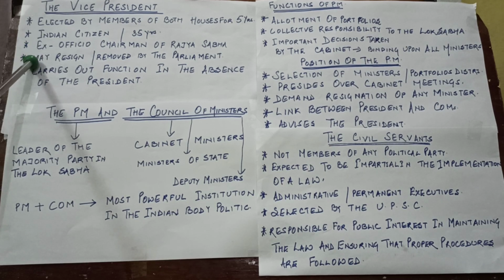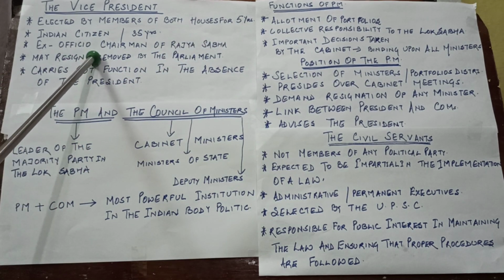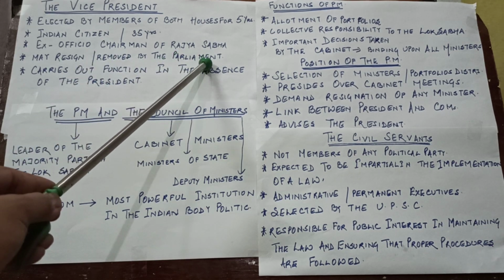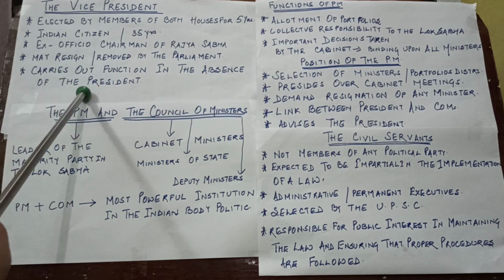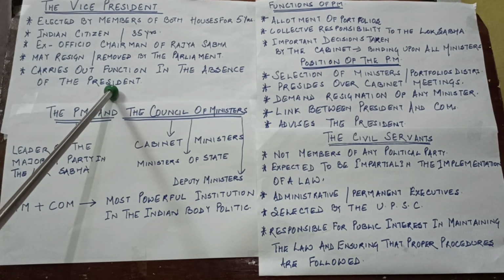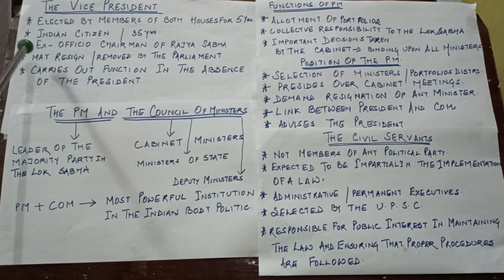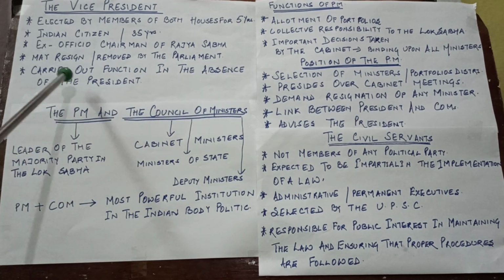He may resign before the end of his term, that is 5 years, or he can be removed from office by a resolution passed by an absolute majority of both the houses of the parliament. He also carries out function in the absence of the president, which means if the president dies or if the president resigns or if the president is removed from his office, then it is the vice president who carries out the function in the absence of the president.